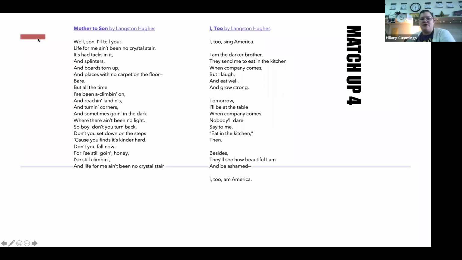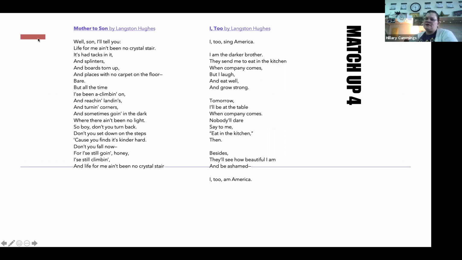So our first one: Well, son, I'll tell you, life for me ain't been no crystal stair. It's had tacks in it and splinters and boards torn up and places with no carpet on the floor, bare. But all the time I's been climbing on and reaching landings and turning corners and sometimes going in the dark where there ain't been no light. So boy, don't you turn back. Don't you set down on the steps because you find it's kind of hard. Don't you fall now, for I's still going, honey. I's still climbing. And life for me ain't been no crystal stair.